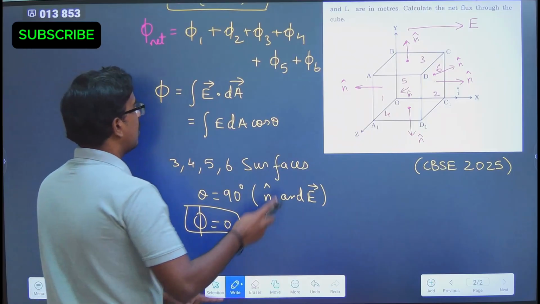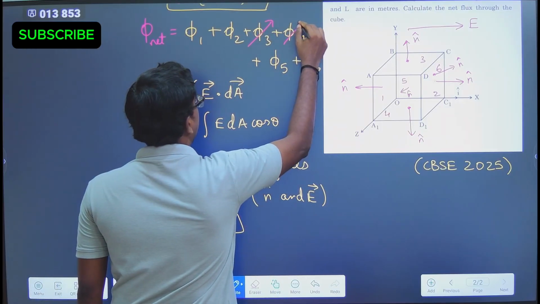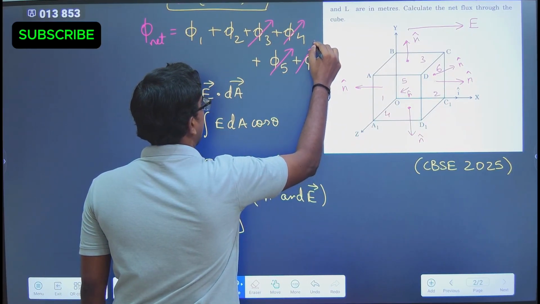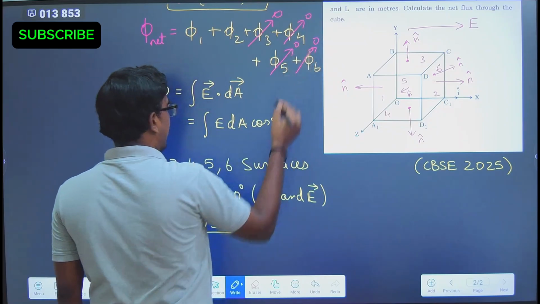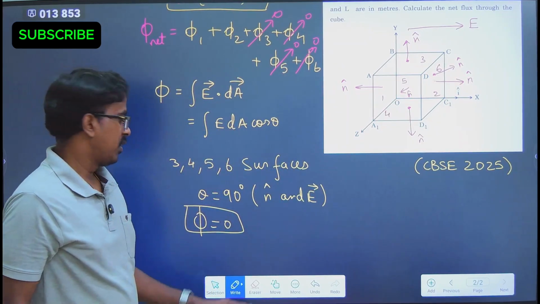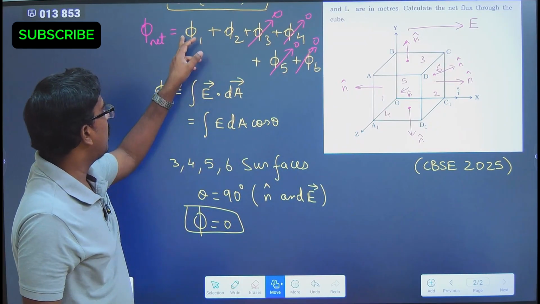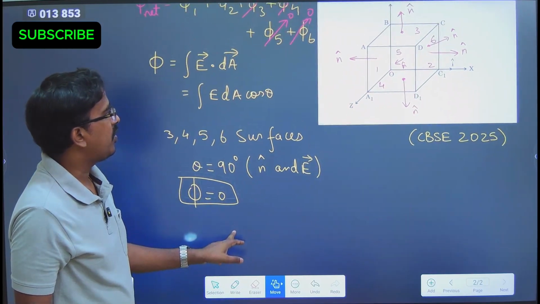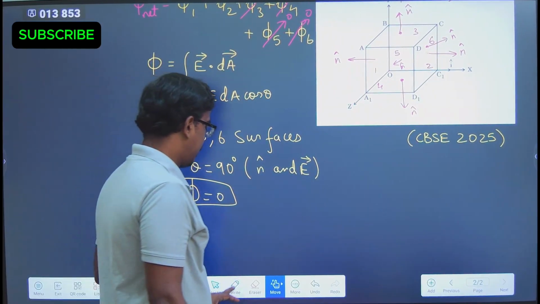For these three, everything is going to go to 0 because everywhere theta is 90 degrees. You can observe that. Now we are left with only phi 1 and phi 2. Now how to find phi 1 and phi 2? It's very simple. See here carefully.